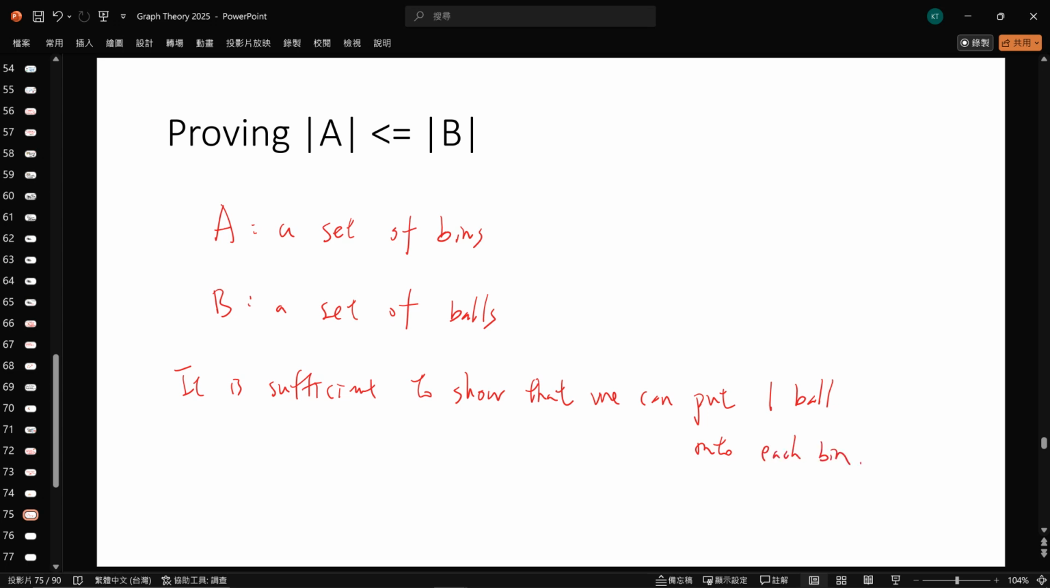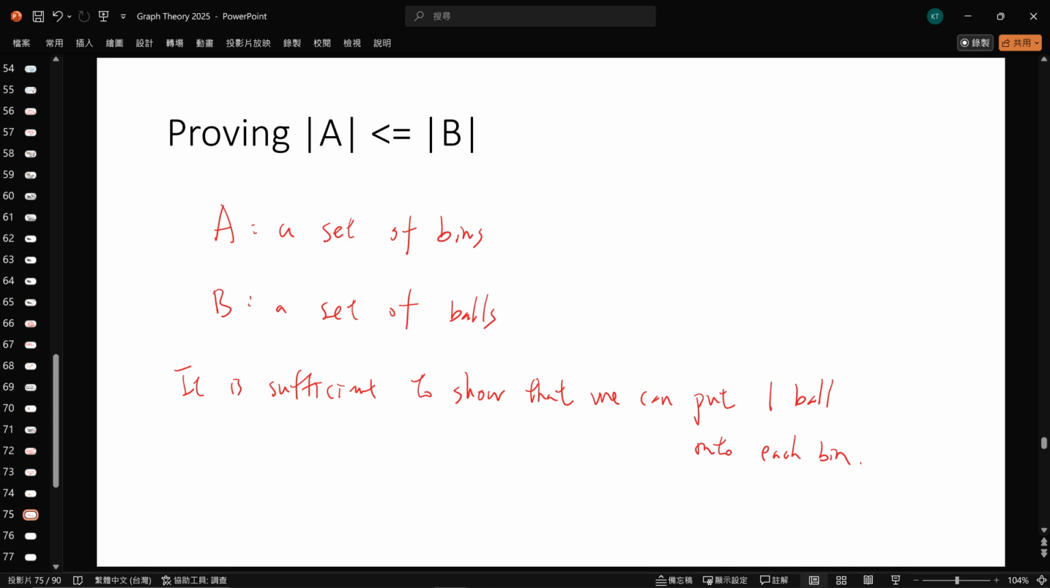And clearly, you cannot put a ball into multiple bins because you cannot split a ball or break a ball. So a ball is in exactly one bin. Once you have established this relationship that you can have a ball in every bin, this already shows that you have more balls than bins.